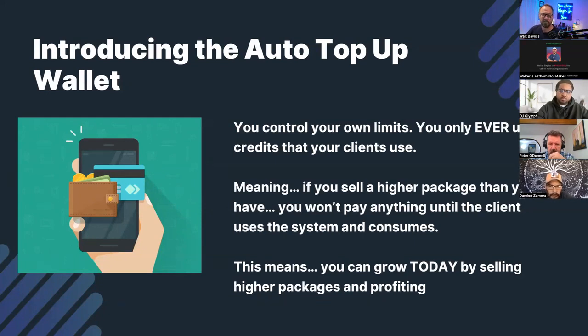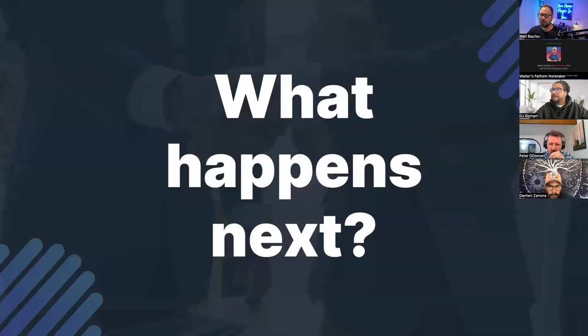That's how Nike became a billion-dollar company, because they buy their own stuff, build their own stuff, sell it at retail. Okay. So the auto top-up wallet is your window to unlimited growth and freedom, which is super cool. So what happens next? Let's have a look.